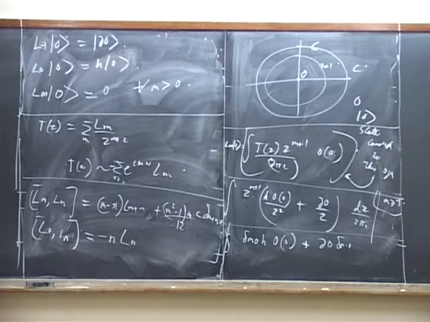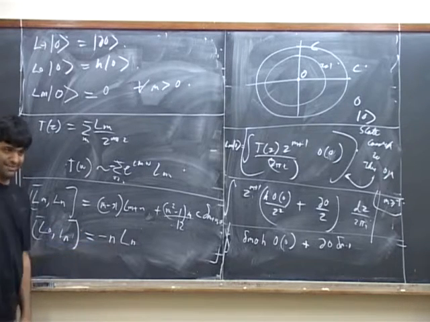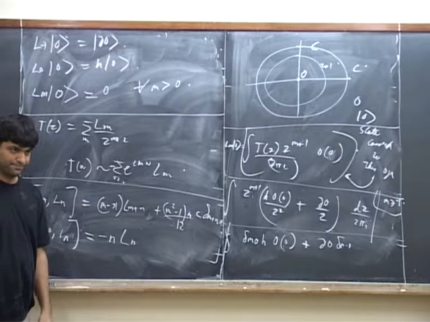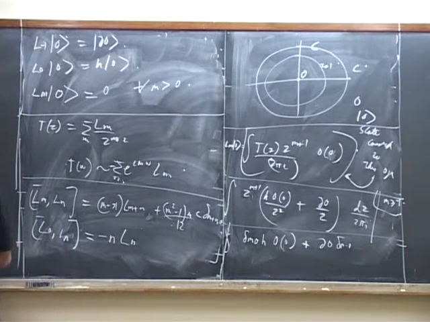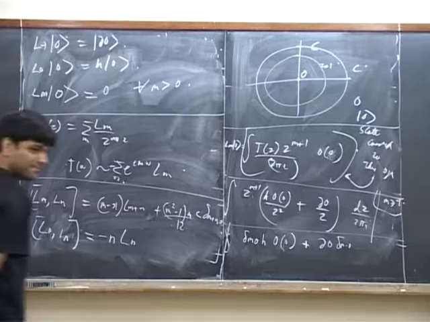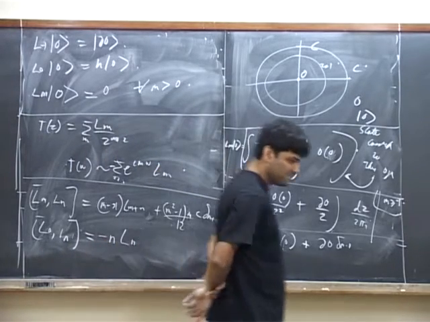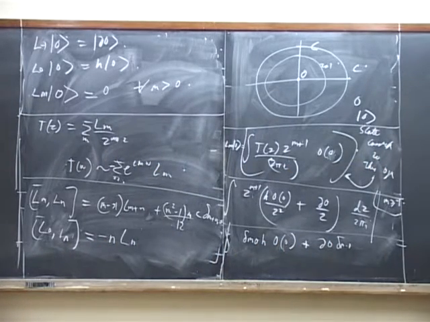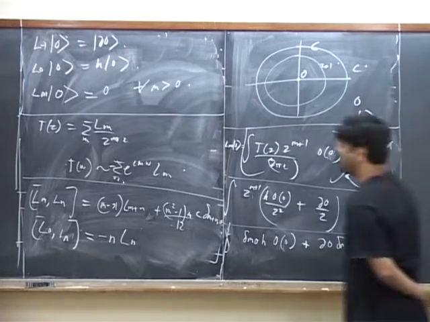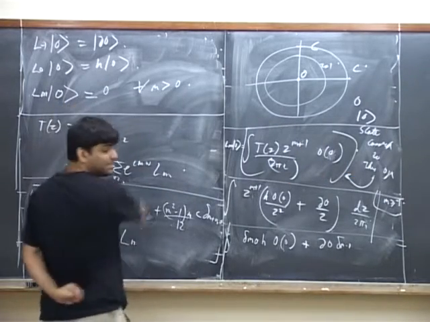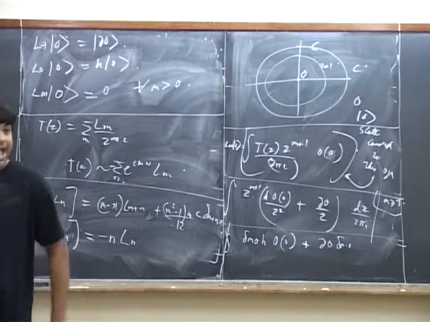Is this clear? Right? Because this is minus. This is just telling us that these states, which correspond to the primary operators, are the lowest states. Good. So what does it mean that Ln on O is equal to 0 for all positive n?